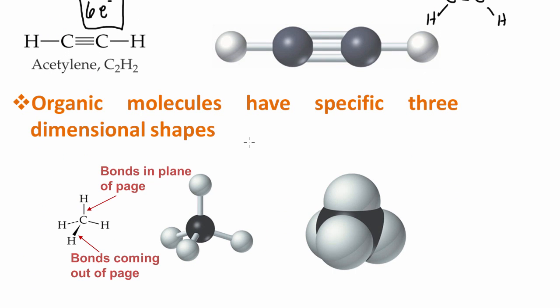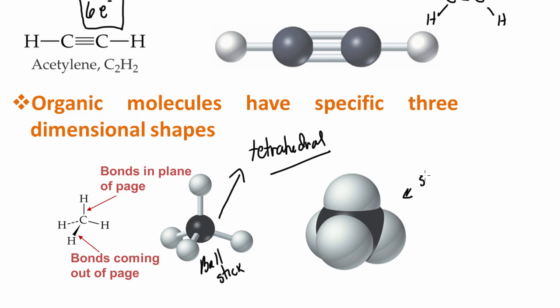Organic molecules have specific 3-dimensional shapes. So we talked about molecular shapes back in Chemistry 251. You might need to review that. All right. So methane, for example, this here is a ball and stick representation of methane. This has a tetrahedral shape. We'll talk more about that in a minute. Anyway, as I said, this is a ball and stick representation. This representation here is a space-filling model.